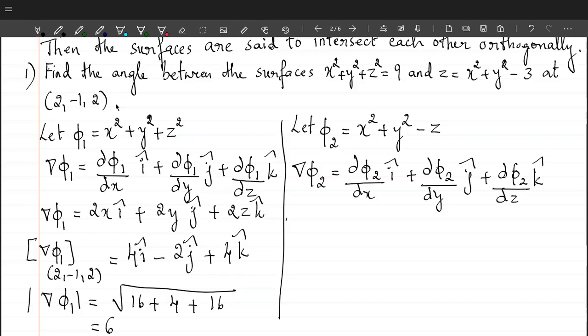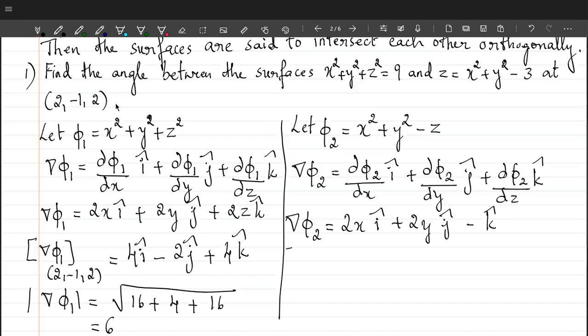So let's calculate the value. del phi 2 here must be equal to, if you differentiate the term with respect to x, I should get 2x i cap. Here I should get 2y j cap, and here I should get minus 1 into k cap.